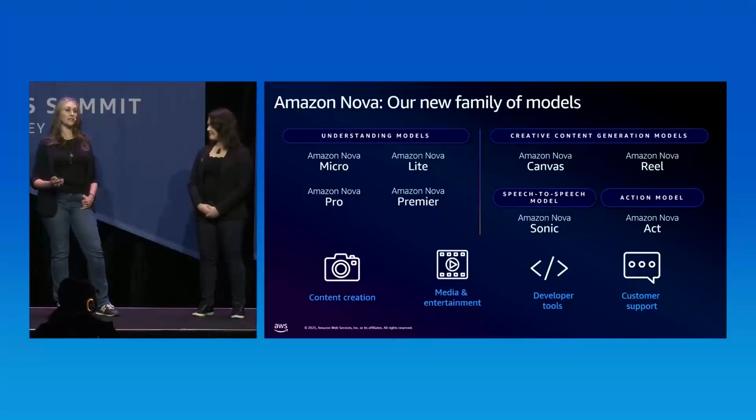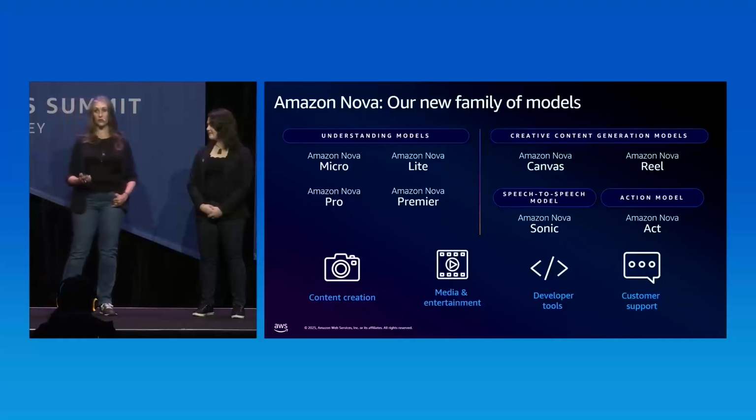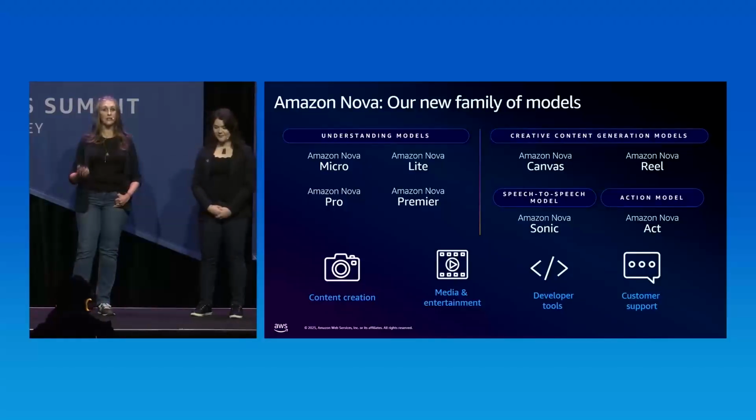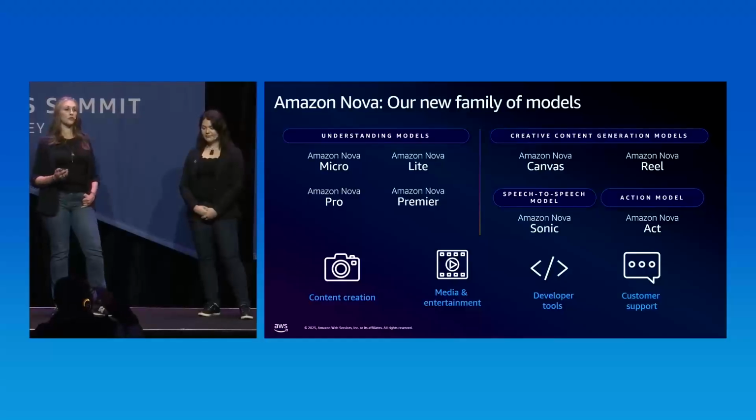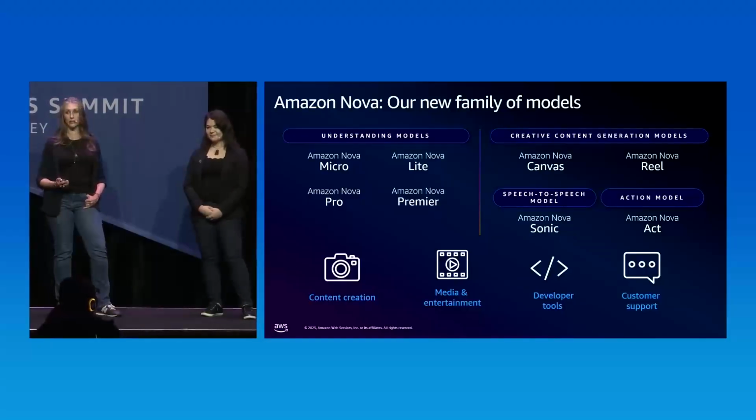They also represent our commitment to providing flexible, scalable AI solutions to businesses of all sizes. Then going beyond just text, we also launched our multimodal creation models through Amazon Nova Canvas and Nova Reel. And these support the generation of both image and video.